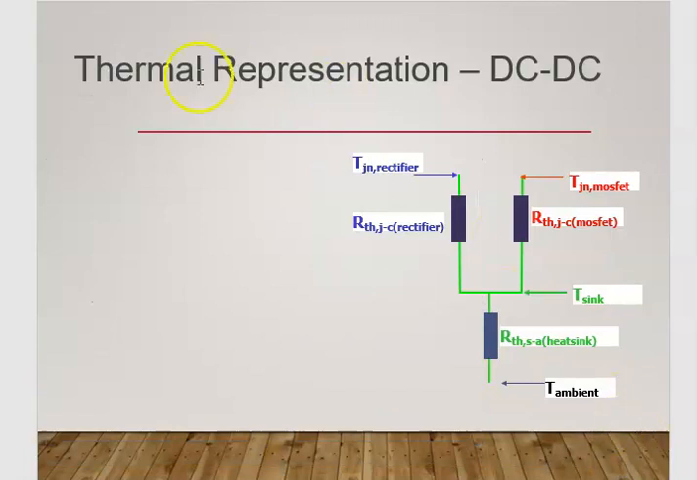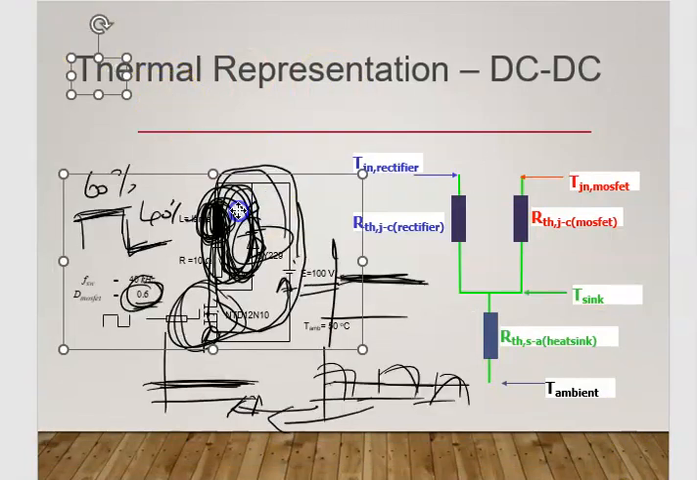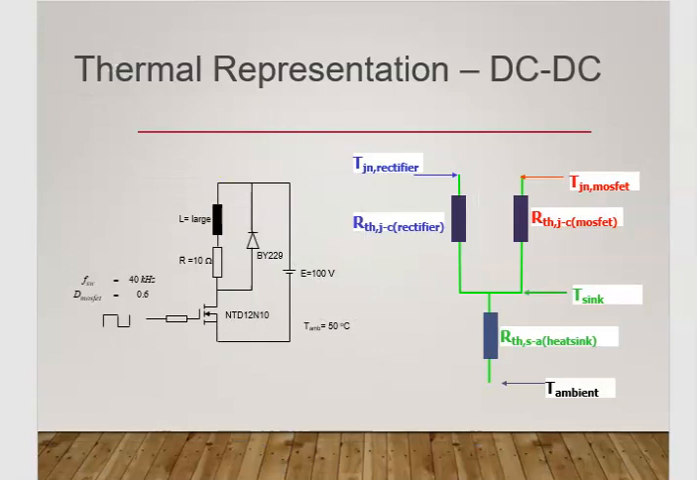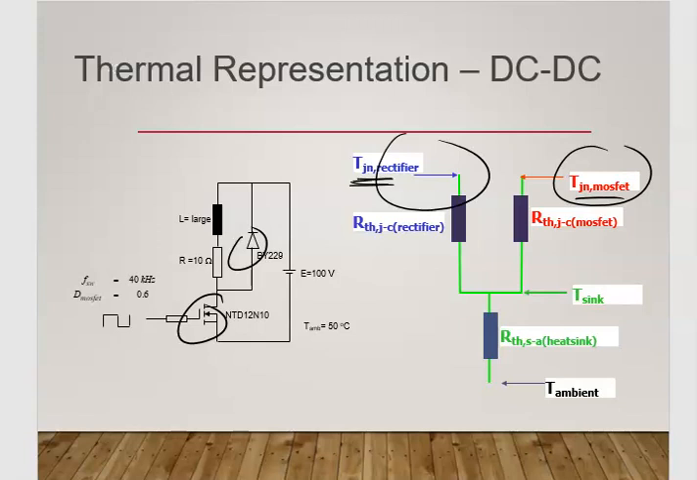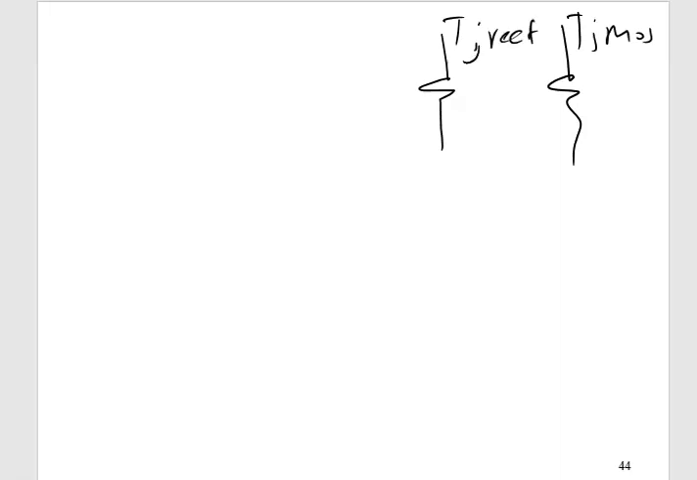Okay, then we have two switches, the MOSFET and the diode. So we have to draw the two main heat generation points, which are the junction temperature of the MOSFET and the junction temperature of your rectifier. Or in other terms, you can draw it like this: TJ of our MOSFET, TJ of our rectifier.